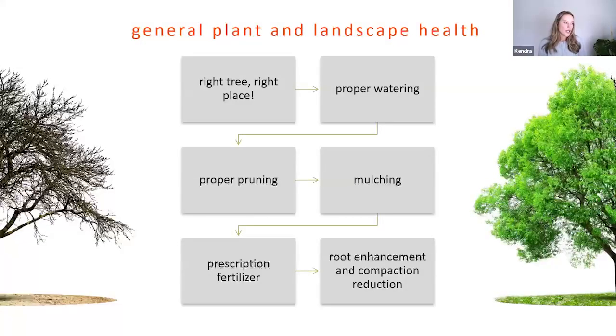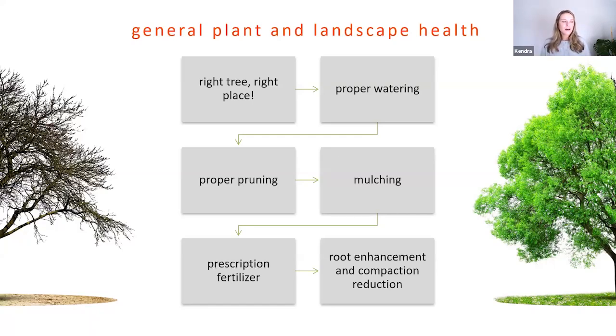All right, so general plant and landscape health. This is step 1 of integrated pest management. You hear it a lot, you hear it all the time, but again, it's worth saying again, right tree, right place. We want to make sure that we're irrigating properly, okay, not overwatering or underwatering. We want to make sure that we're implementing proper pruning practices in some of these plants, mulching as well. We want to see mulch donuts, not mulch volcanoes. We want to be applying prescription fertilizer where we're able to and where we should. And then finally, things like root enhancement and compaction reduction.